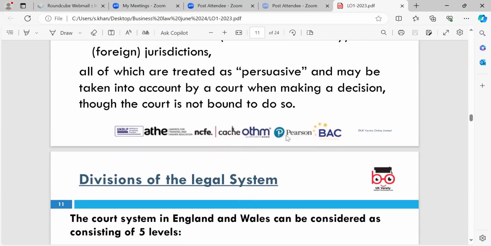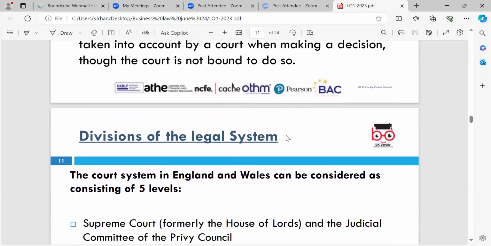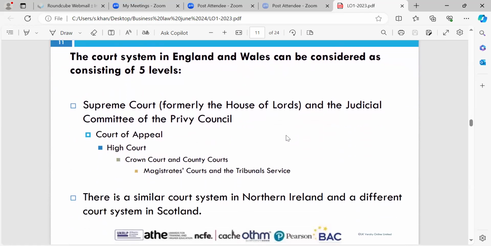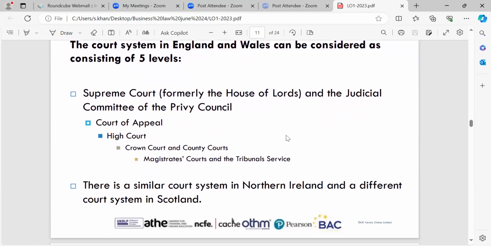Divisions of the legal system. So the court system in England and Wales can be considered as consisting of 5 levels. It's made up of various levels, so we'll go through that with you.